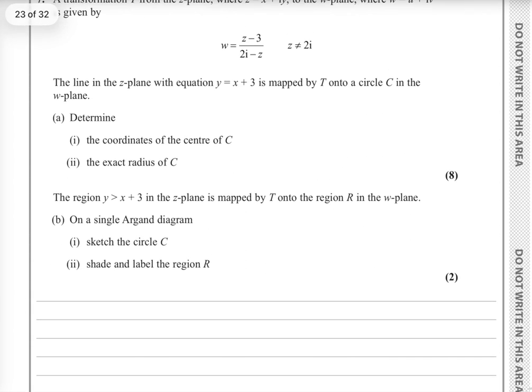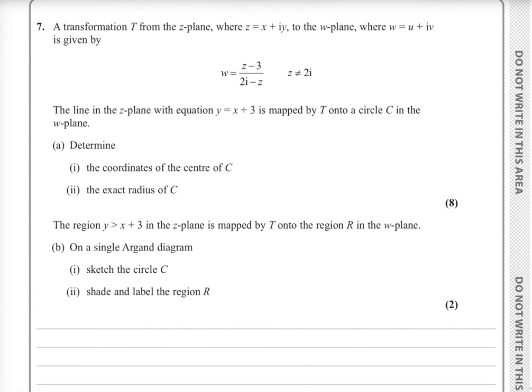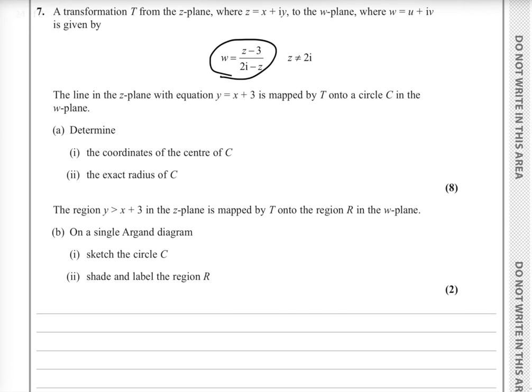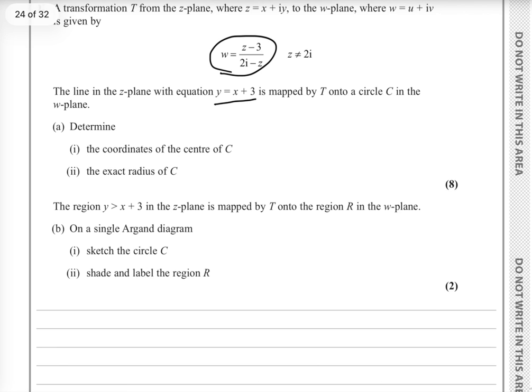On to the next question, transformations. A transformation T from the z-plane to the w-plane is given by this. The line in the z-plane with equation this is mapped onto a circle. Determine the coordinates of the circle and the radius. Okay, what we're going to do here is rearrange to make z the subject, and then when we've got z, we're going to split it into its real and imaginary parts so that we can identify x and y, then use this relationship to join them into an equation where we'll have u's and v's because of substituting that in as we go. All of that's happening down here.